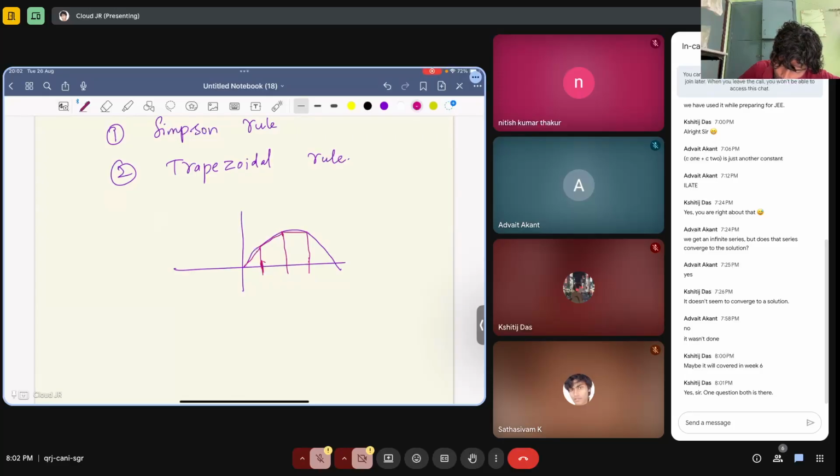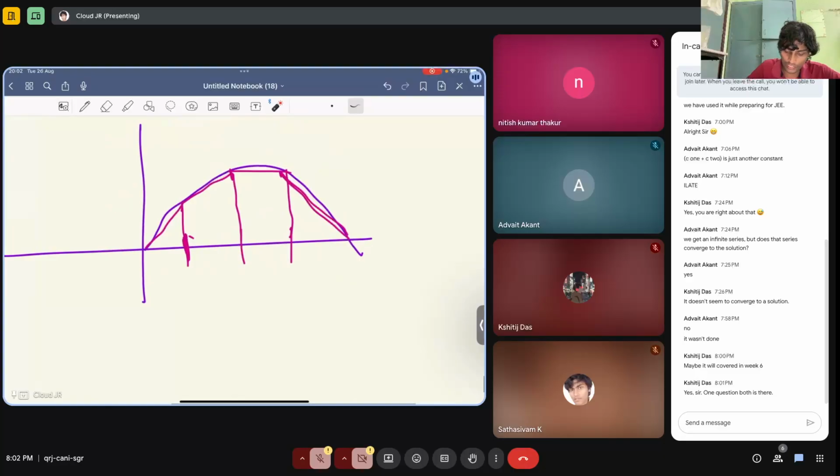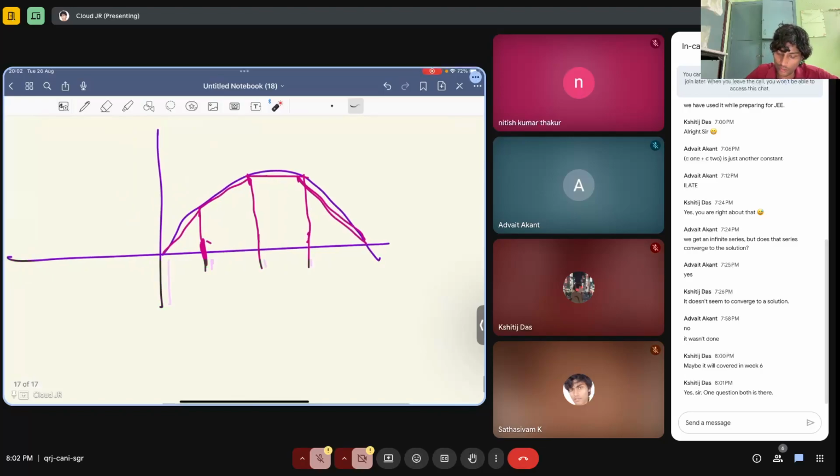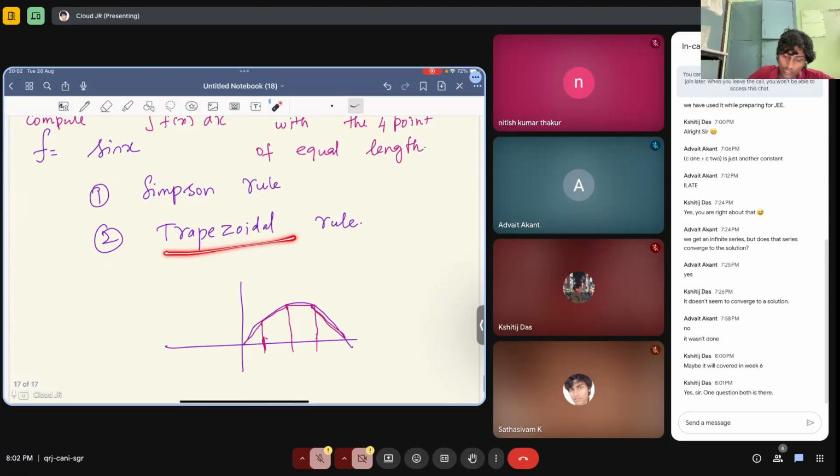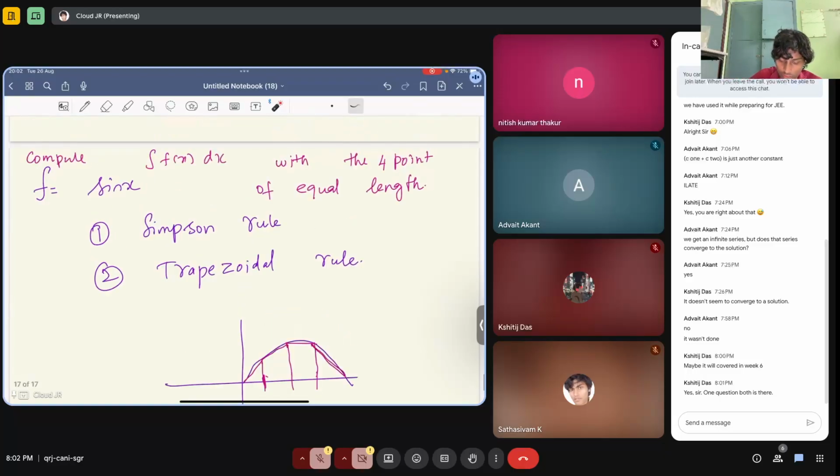Okay, so now instead of finding the area of your original sin x, what you do is you find the area of the trapezium. The area of the trapezium gives you a good enough approximation to your original area, and that is basically the trapezoidal rule. The Simpson rule is basically you approximate the curve with a parabola. Okay, so these are the two things.